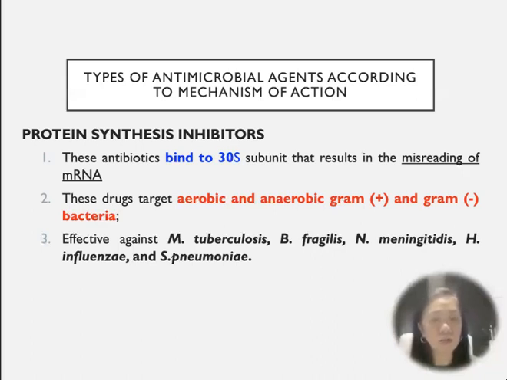Okay? So it would target basically most of the organisms: aerobic, anaerobic, gram-positive, gram-negative. So these are quite effective. Protein synthesis inhibitors are quite effective in M. tuberculosis, Bacteroides fragilis, Neisseria meningitidis, Haemophilus influenzae, and Streptococcus pneumoniae.